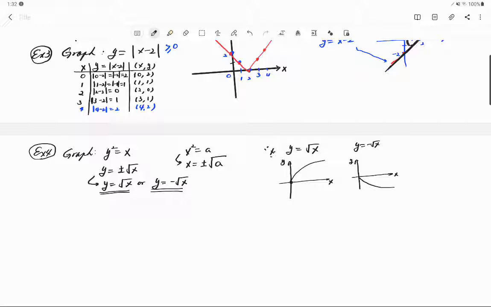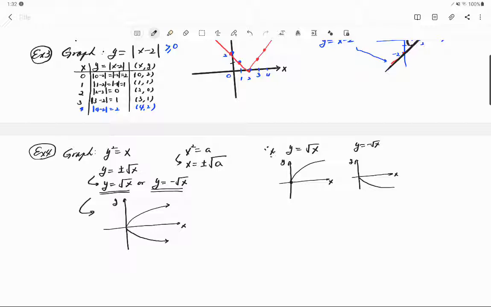So when we combine these two graphs, what will the graph be? One is the curve above the x-axis, the other one is going downward like this. Can you see it? This is the x-axis, y-axis. So how do we know?